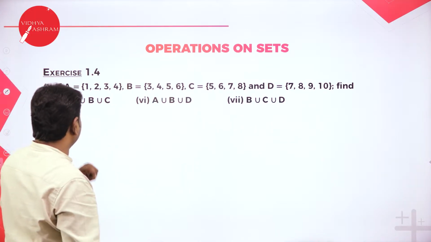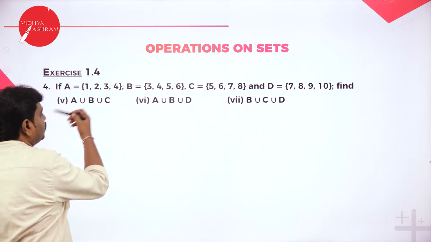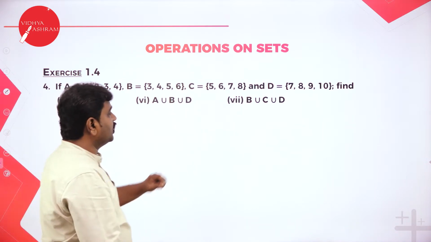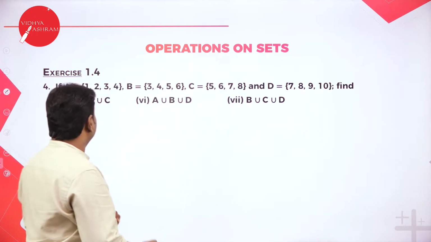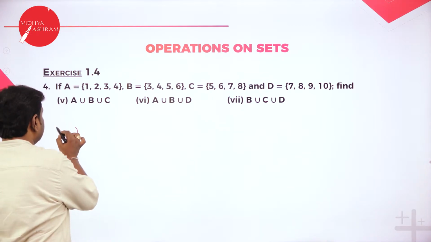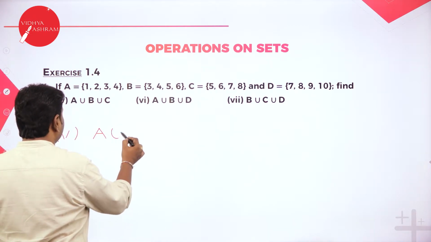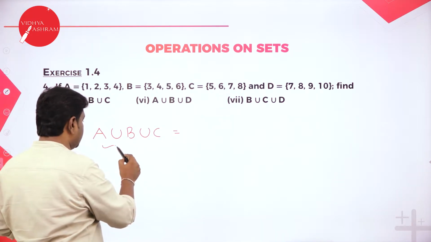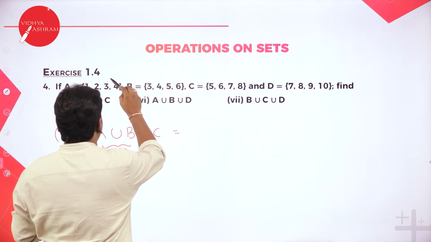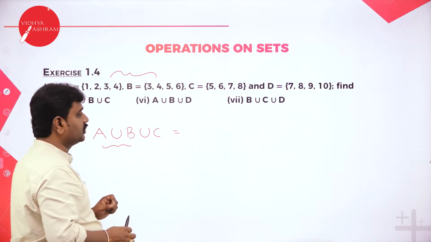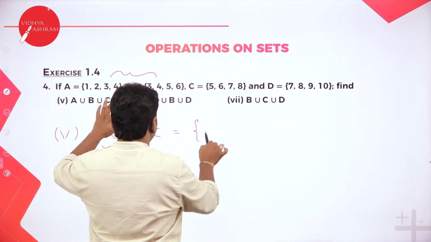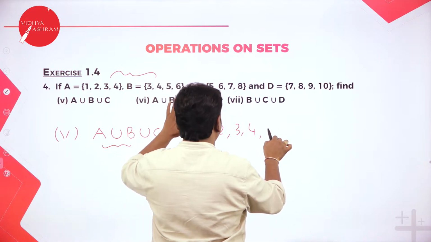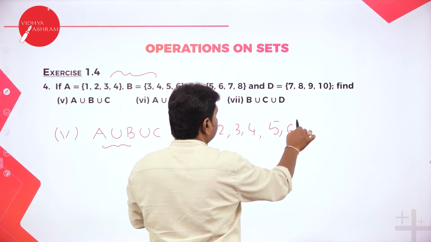Now, they want you to find A union B union C. They give A, B, C, D also. Then they want A union B union D. Then they want B union C union D. Now I'll go to the fifth problem. They want you to find A union B union C. From the left, first we'll find A union B. What is A union B? Combine A and B without repeating. If I combine, I'll get 1, 2, 3, 4, then 5, 6. Already we wrote 3, 4.